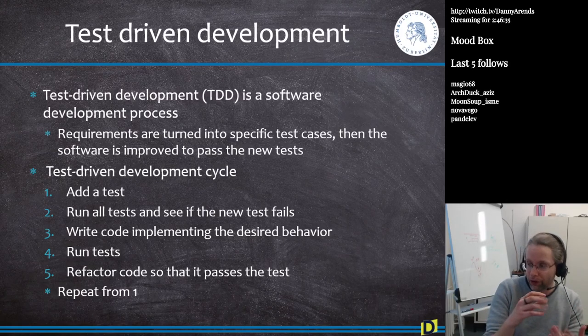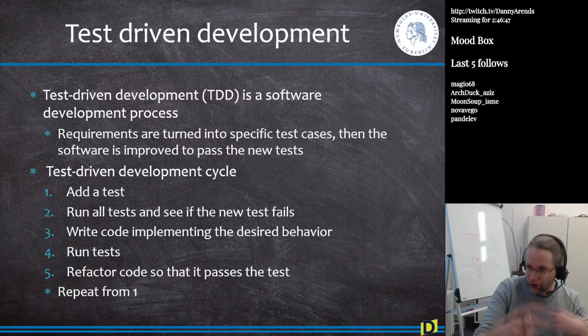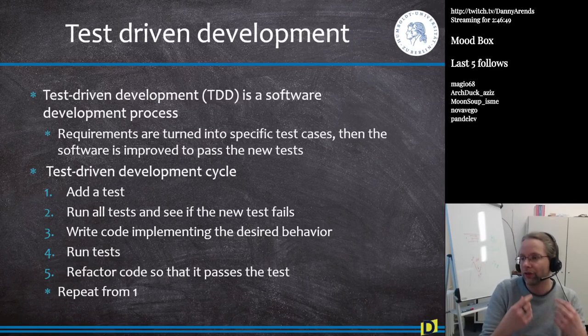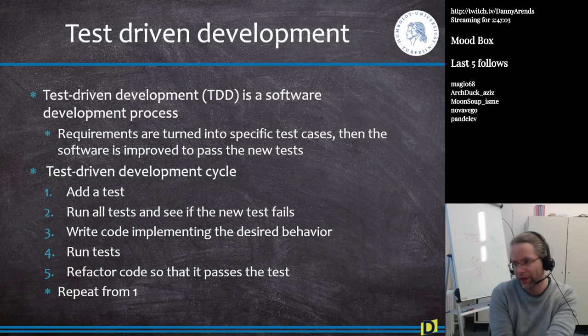So you write your test, you run your test to see if the test fails, and then you write the code implementing the desired behavior. Then you run your test again, and you continuously keep doing this until you pass the new test that you added. And then you start from one. So next feature, you add a test, you make sure that the test fails, then you write the code, run the test. If the test fails, then you have to refactor your code, so you have to update your code until it passes the test.